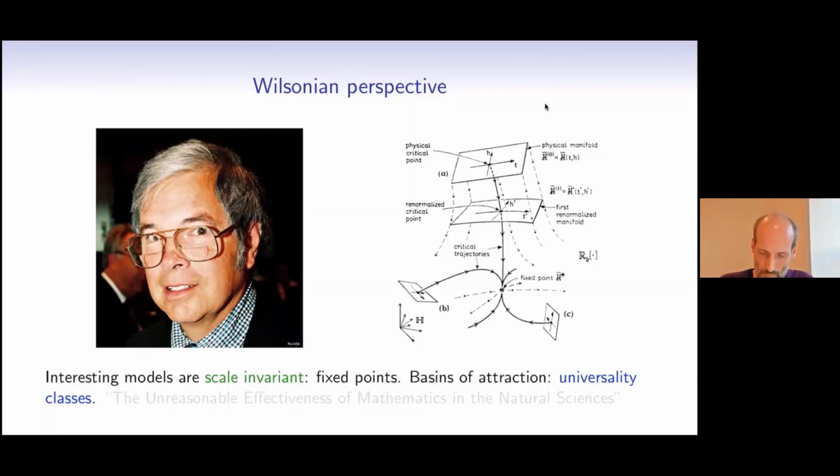Now, the other insight that Wilson had was that there probably aren't all that many of these fixed points. And so one can try to either classify them or at least understand them, or try to make some sort of theory of these fixed points.